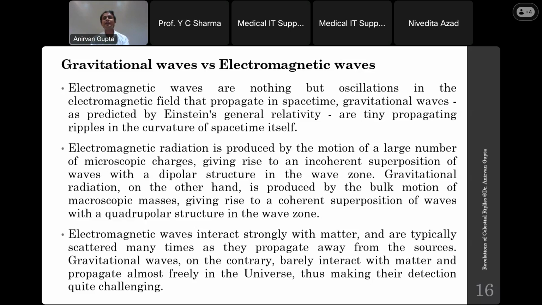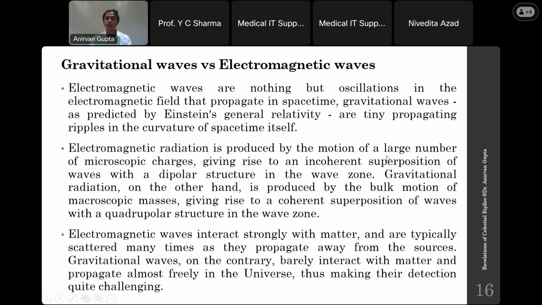Electromagnetic waves interact strongly with matter and are typically scattered many times as they propagate away from the sources. Gravitational waves, however, rarely interact with matter and propagate almost freely in the universe, making their detection quite challenging. Therefore, from Einstein's prediction to the actual detection of gravitational waves, it took almost 100 years. However, the typical frequency is low enough, and therefore the amplitude of the wave itself, which decays like the inverse distance, can be tracked in time.